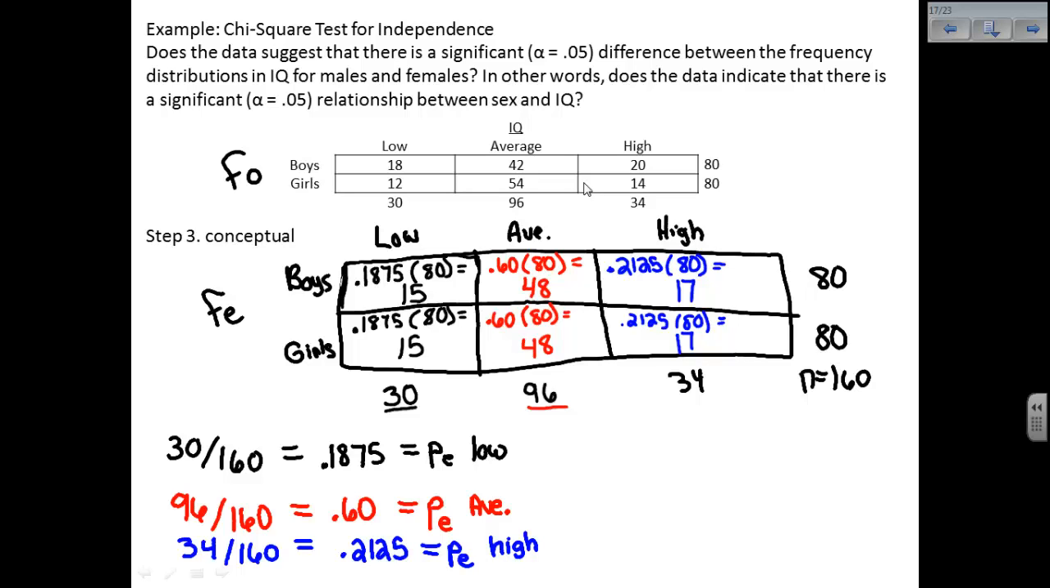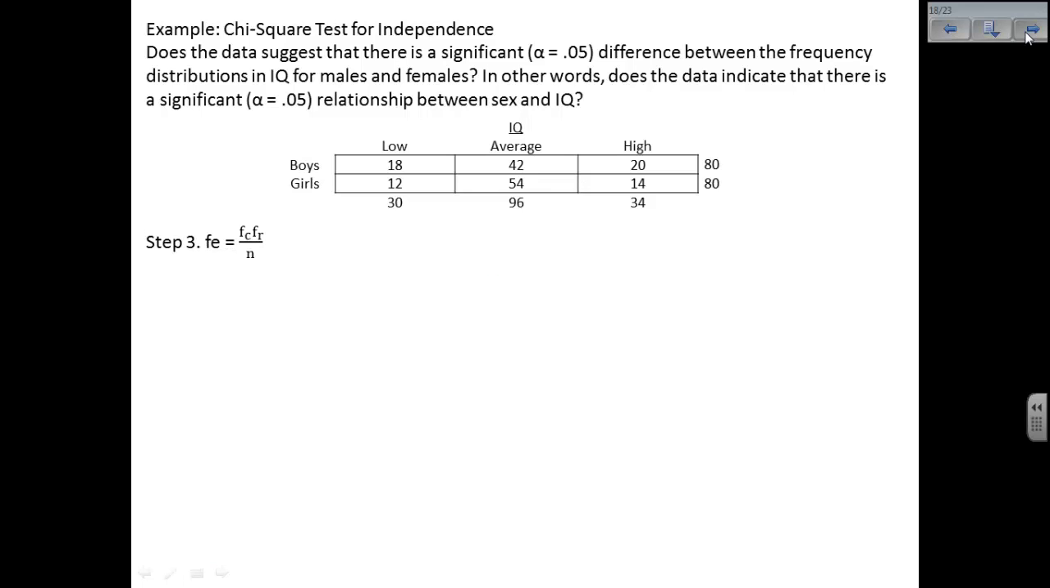if it's significant. But before we do that, now I'm going to show you the easier way to figure out your expected frequencies under the null hypothesis using this formula right here. The frequency for the column multiplied by the frequency for the row divided by the total sample size for the study. So for instance, this is relative to which specific cell you're looking at, which specific group. So for boys with a low IQ, the frequency column is 30, boys low IQ 30, and their frequency row, boys low IQ, is 80. And then you divide that by the total sample size for the study, which is equal to 160.